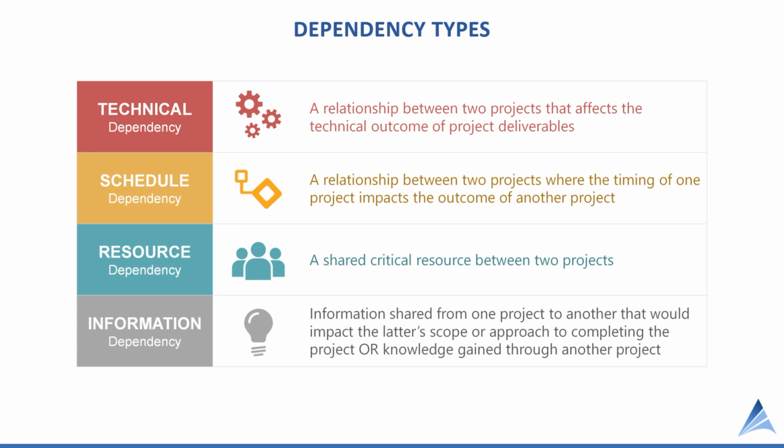Resource dependency is where a project shares a critical resource. And an informational dependency is where the knowledge or information gathered from one project could be of benefit or could impact another project's scope or approach. Common in development, engineering, information technology type projects. This tends to be a lower impact dependency, but there could still be key information that one project team gleans or learns that should be or ought to be shared with another project team for their benefit.